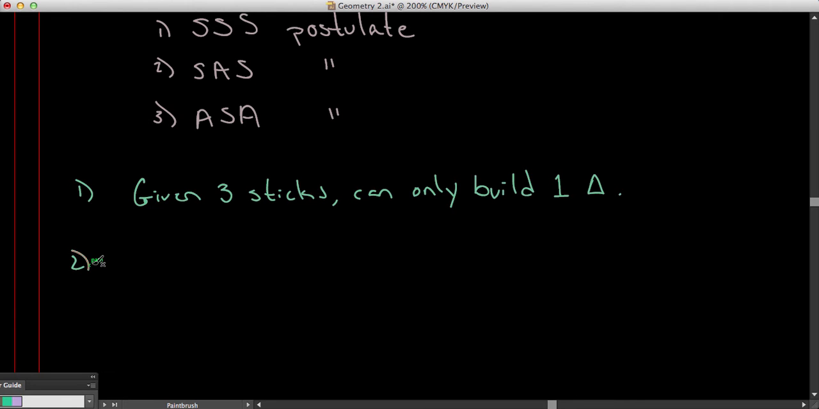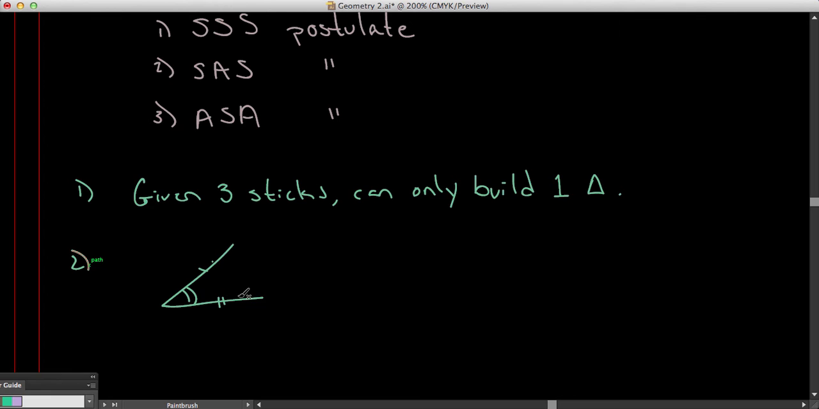For the second one, side angle side. So imagine you're given 2 sticks, but they're tied together at a fixed angle, okay? So let's picture this for a second. If we're given 2 sticks here, and then they're tied together at this angle right here, and this is some distance here, and this is some distance here, there's only one other stick that could complete that triangle, right? You would have to have another stick of exactly the right length to complete the triangle.